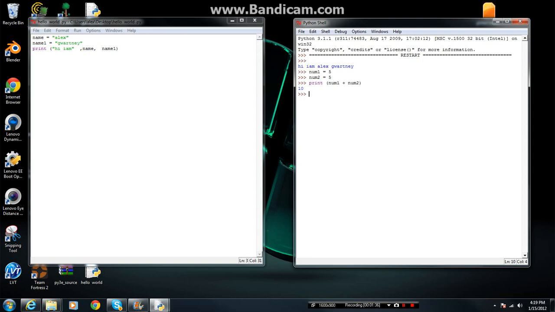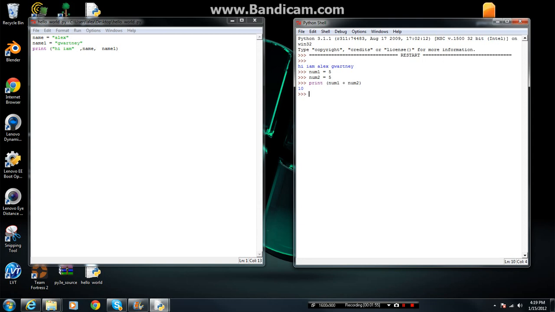Well, how do I get 10? It's because it takes num1, which is 5, num2 is 5, equals 5 too. Well, you notice I didn't put the parentheses around the 5 this time. That's because it's an integer. Integers don't use parentheses. It's the only way I can really explain that one.